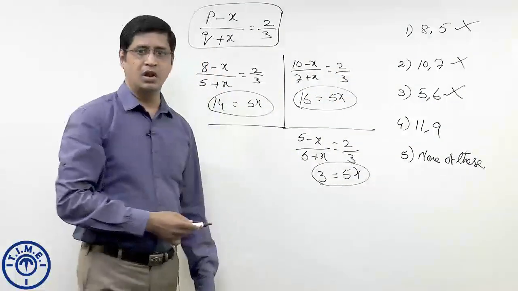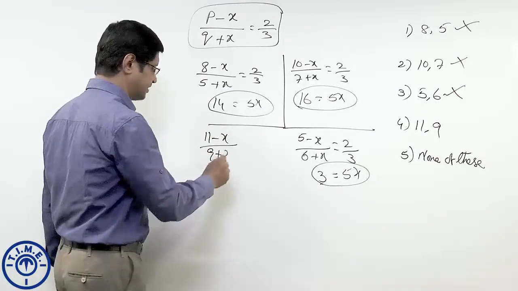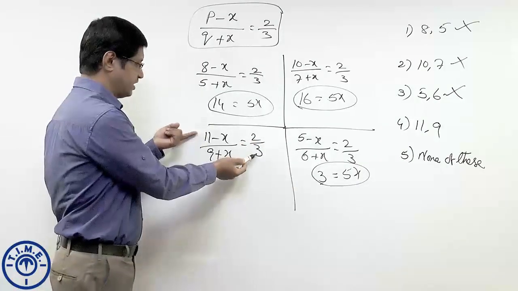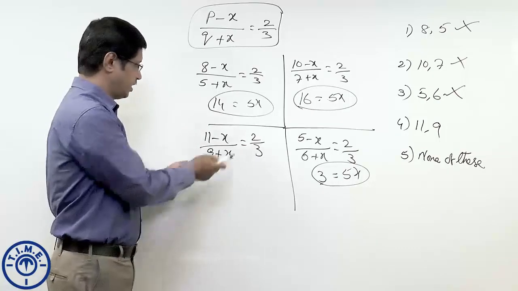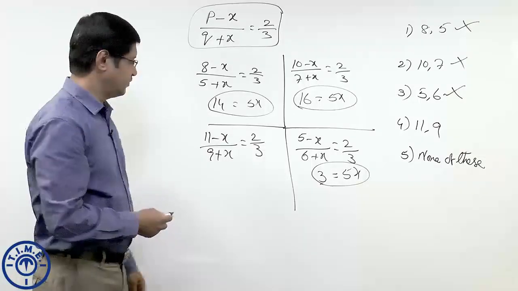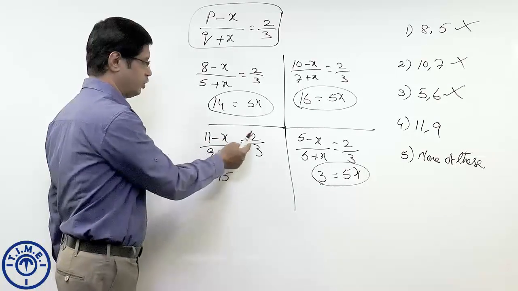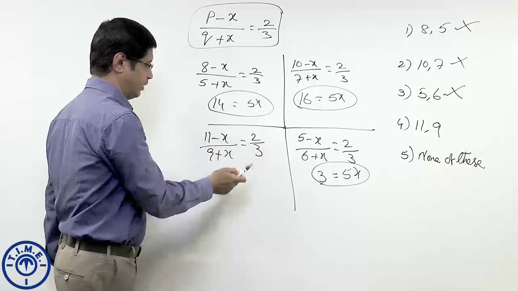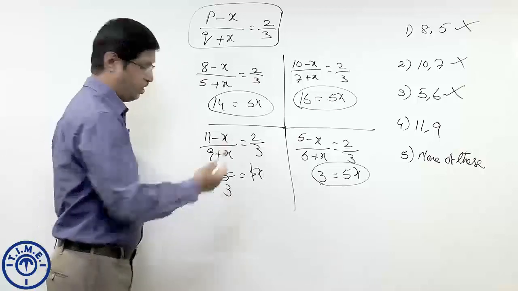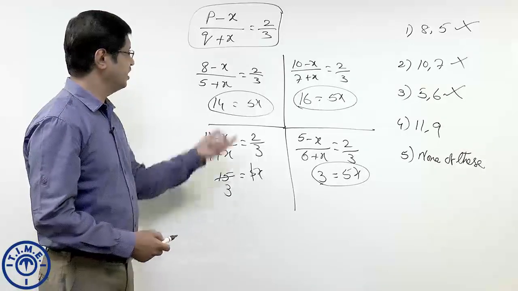So, what about the next option? 11 and 9. Let's check with 11 and 9. (11 minus x) by (9 plus x) is equal to 2 by 3. What is the product of 3 and 11? It's 33. And the product of 2 and 9 is 18. The difference of these two values is 15. Again, minus x and plus x means we need to add the ratios. 2 plus 3 is 5, so 5 into x is 5x. When you simplify, the result is 3. That is an integer value. So, x is 3, which satisfies the condition in this case.